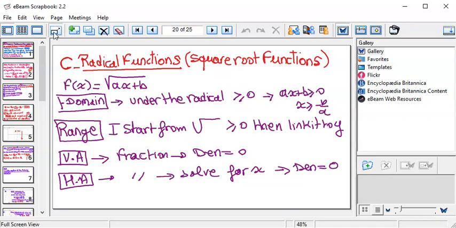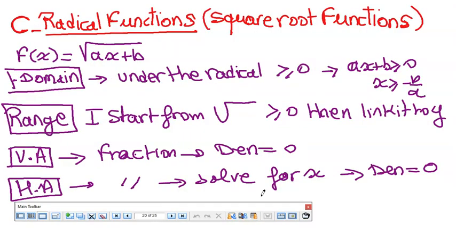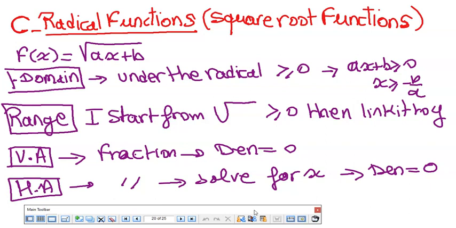So now we are back to our lesson. We are still in the same lesson. We are doing part C, radical functions. What does it mean, radical functions? How are we going to find its domain, its range? How are we going to find the vertical asymptote, the horizontal asymptote, all those things.